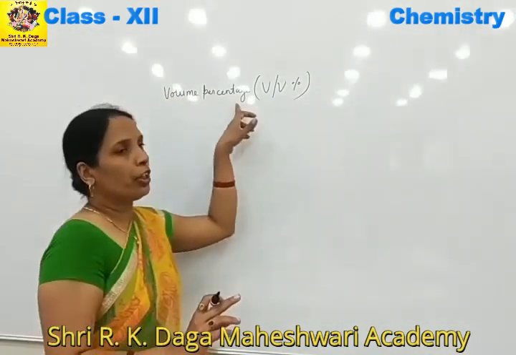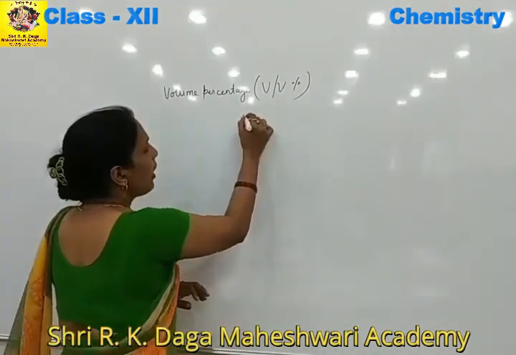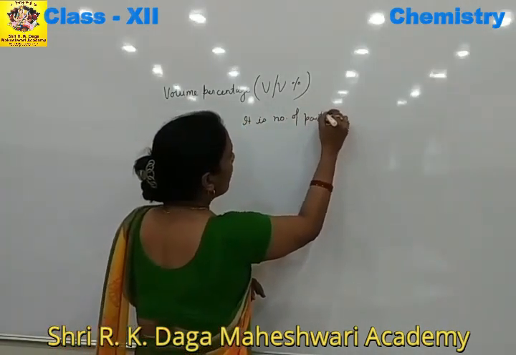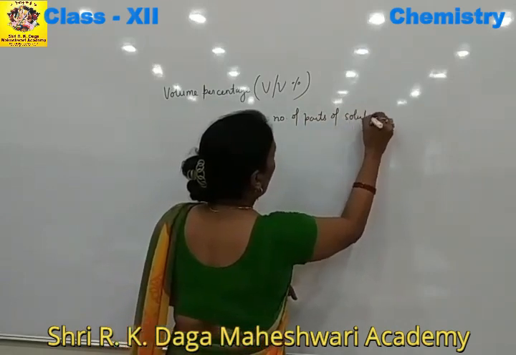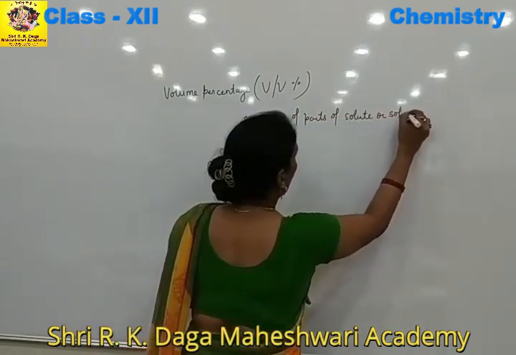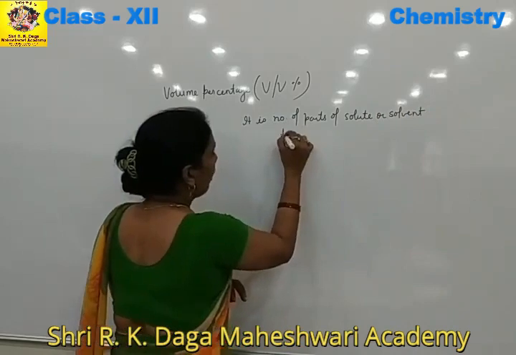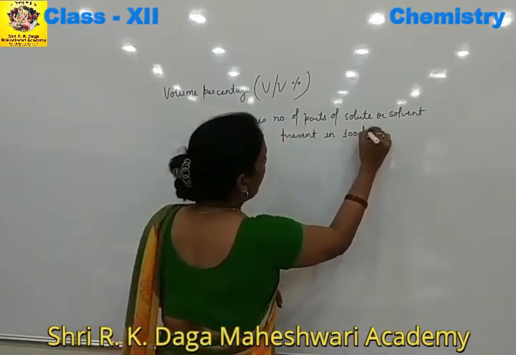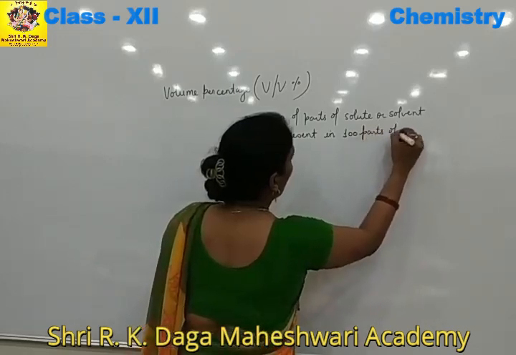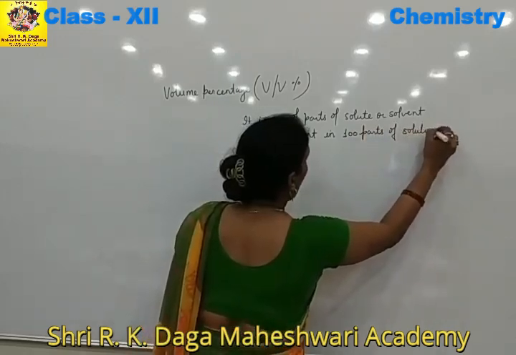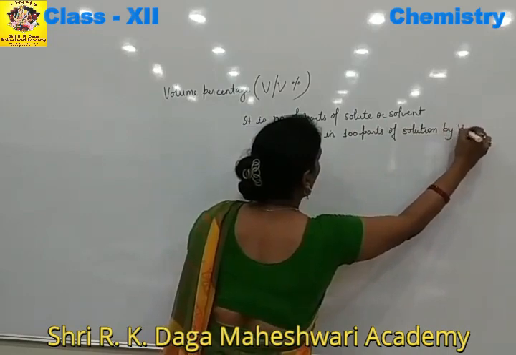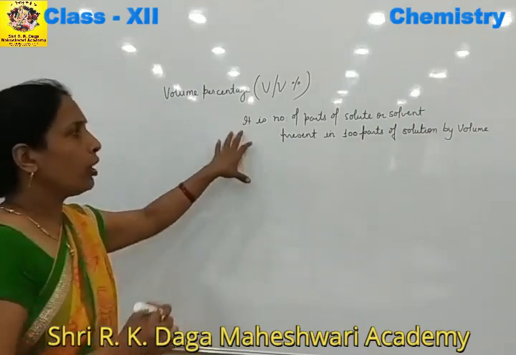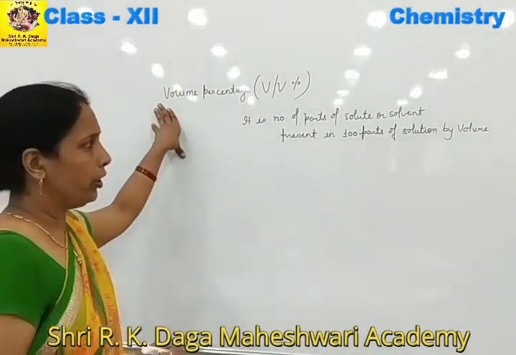So what will be the definition of volume percentage? It is number of parts of solute or solvent present in 100 parts of solution, 100 parts of solution by volume. One thing keep it in mind here, at the last of definition we have to mention by volume. Then after it will be the definition of volume percentage.